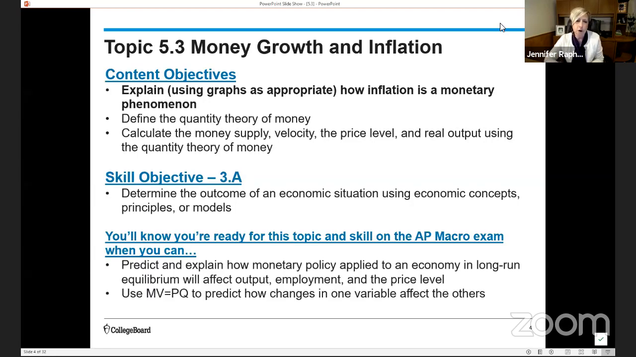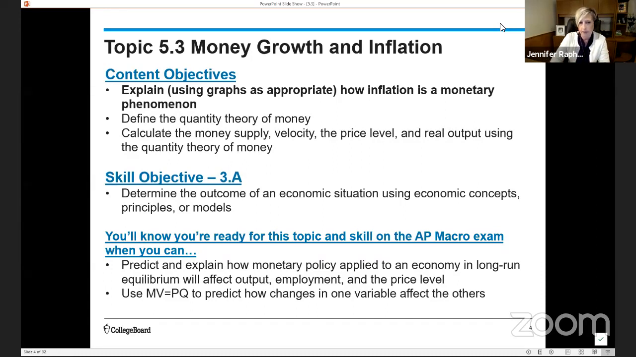You'll know if you're ready for this topic and this skill on the AP Macro exam when you can do these two things. You want to be able to explain and predict how monetary policy applied to an economy in long-run equilibrium will affect output, unemployment, and the price level. The second thing you want to be able to do is use MVPQ, which is the monetary equation of exchange, to predict how changes in one variable in that equation will affect the others. So that's what we're going to be doing tonight.